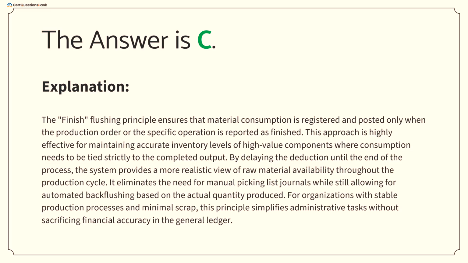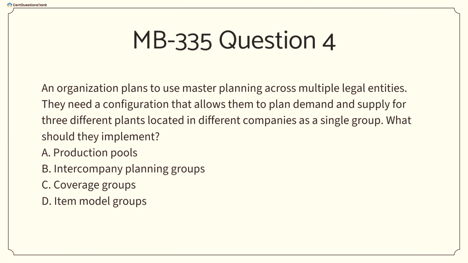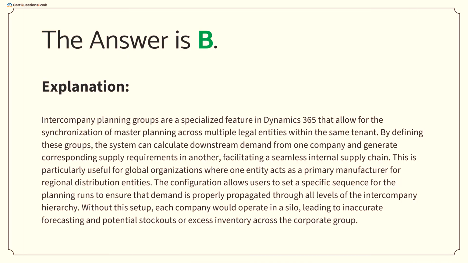An organization plans to use master planning across multiple legal entities. They need a configuration that allows them to plan demand and supply for 3 different plants located in different companies as a single group. What should they implement? A. Production pools. B. Intercompany planning groups. C. Coverage groups. D. Item model groups. The answer is B.